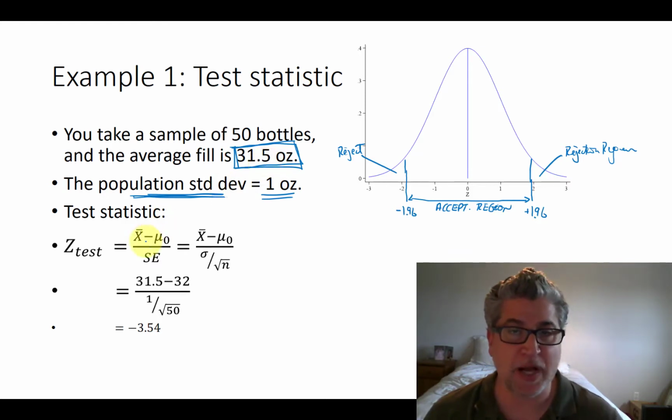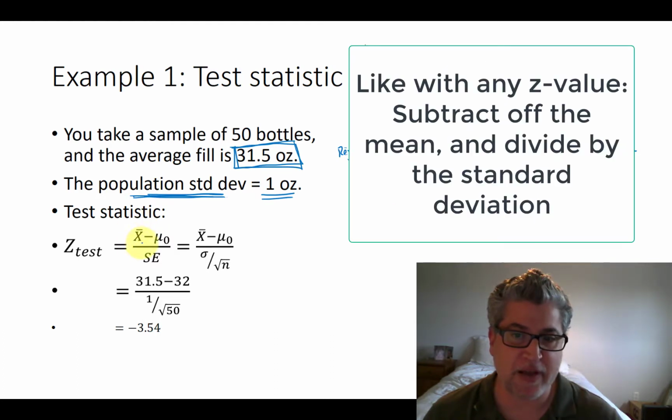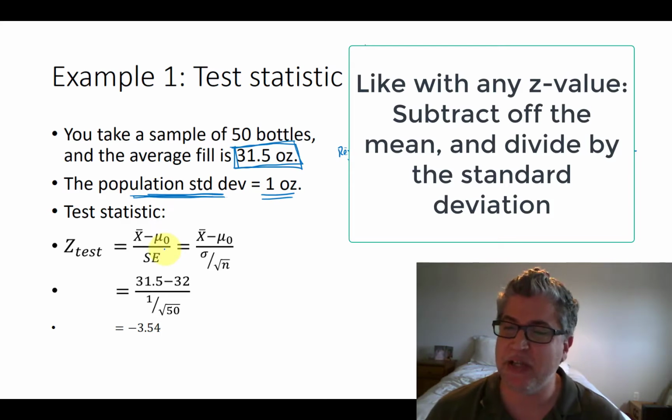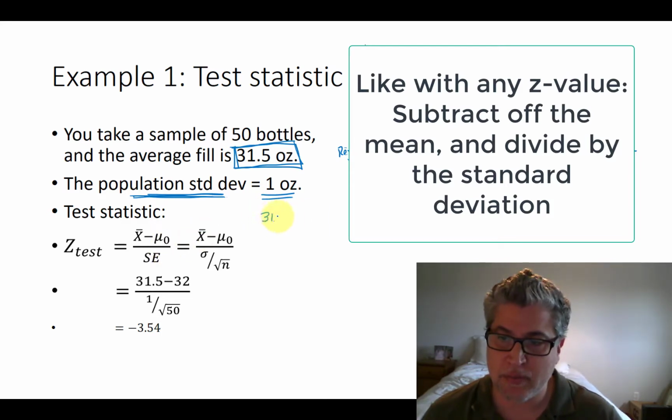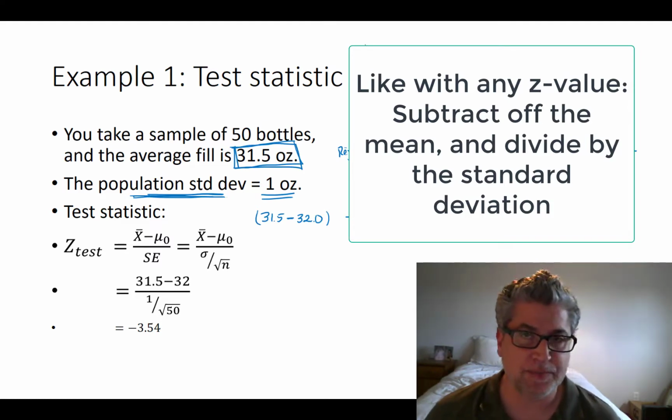Okay, so here's the process. You take your sample mean, 31.5. You subtract off the hypothesized mean, the mean that tells you everything is fine. So in other words, 31.5 minus 32.0, which is if everything is working fine. In other words, you're filling half an ounce too little. But what does that mean in terms of standard deviations?